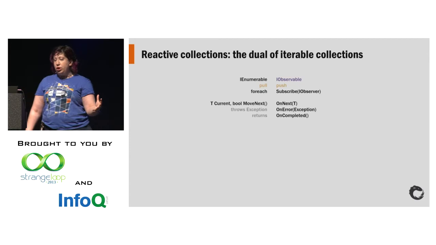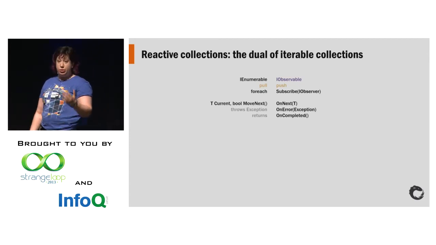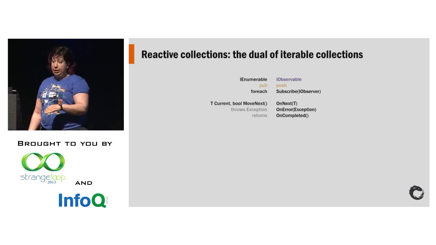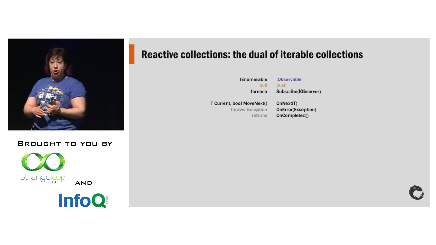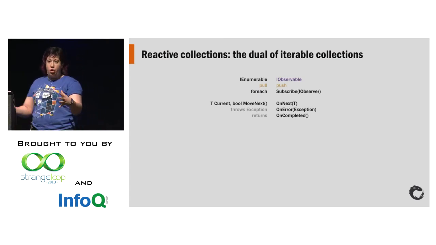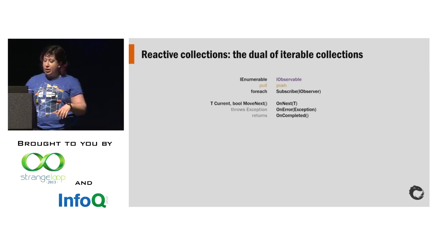With an observable collection, in contrast, what you do instead of foreach is you subscribe to it. To get the next element, that's your onNext callback. There's onError for the exception case. And you have an explicit onCompleted because you don't know if there's going to be more events in the stream because you're not getting them all at once.